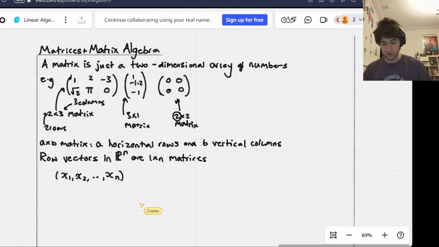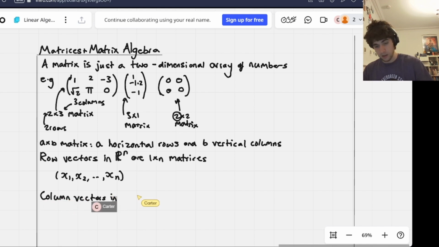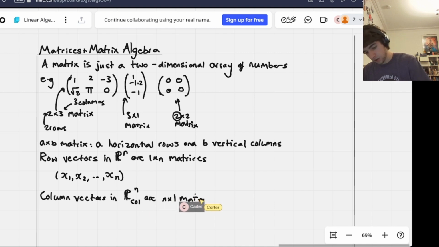We call these row vectors. That's pretty much it. We also have column vectors in R^n, which are n by 1 matrices. So row vectors, I guess, technically can be defined as 1 by n matrices, if we're happy with that definition of a matrix, which you might not be, but we're going to take it for now. And then column vectors are going to be n by 1 matrices. Okay.